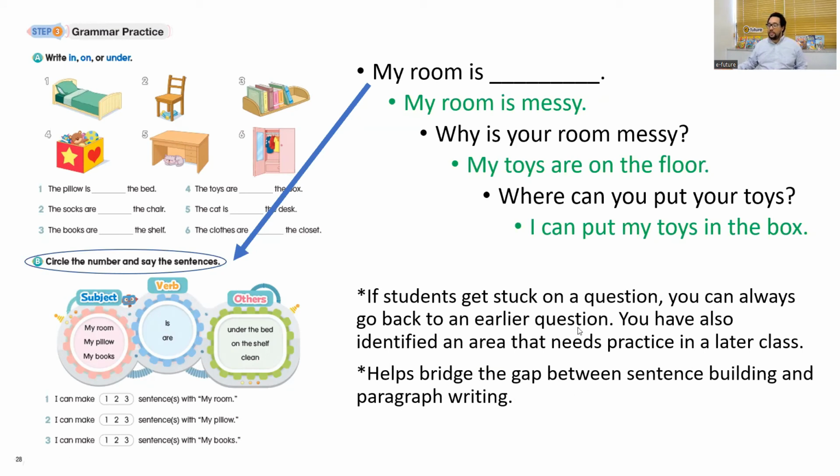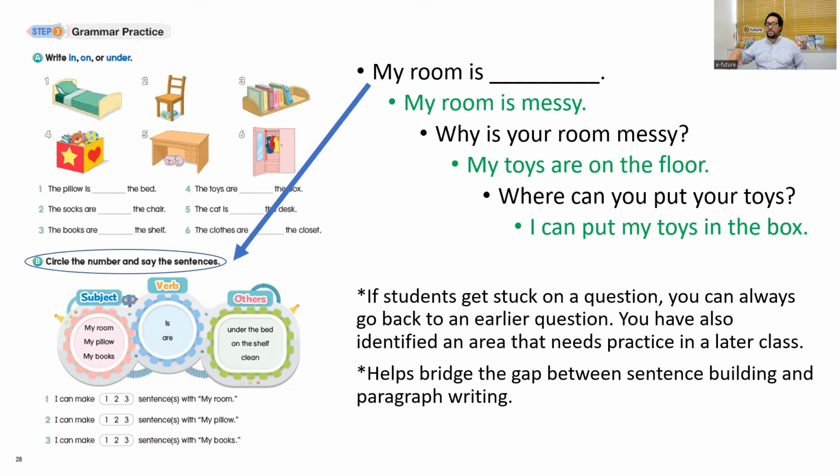And again, this is an easy way to help bridge the gap between sentence building and paragraph writing. This is something that's really, really difficult. There's a huge gap for students in the degree of difficulty between just writing sentences and eventually writing a full paragraph. These students are not going to be writing paragraphs anytime soon. This is Unit 4 of Book 1. So they're not going to be writing paragraphs just yet. They're still putting sentences together.